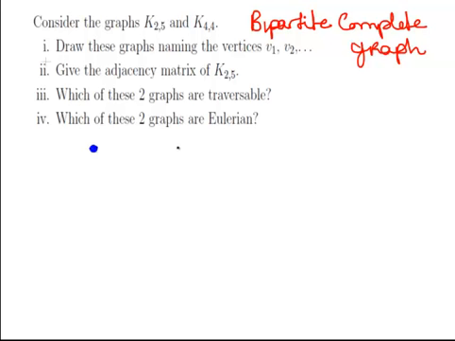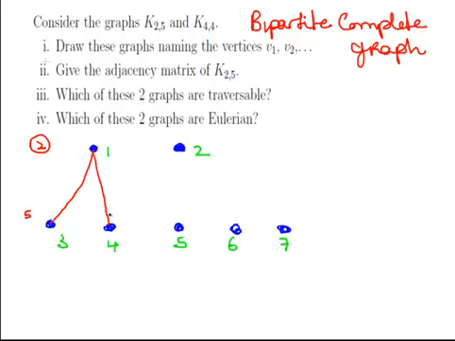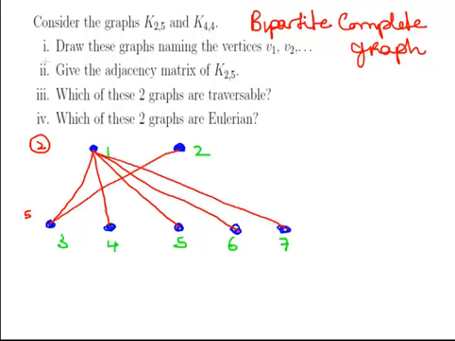For the first set, we'll have these vertices up here, and let's connect them to this set down here. We'll name them: vertex 1, vertex 2, vertex 3, vertex 4, vertex 5, vertex 6, and vertex 7. They have two sets. This is the set of 2 over here, and this is the set of 5. So 1 is connected to everything in the other set of vertices, and likewise 2 is connected to them all.